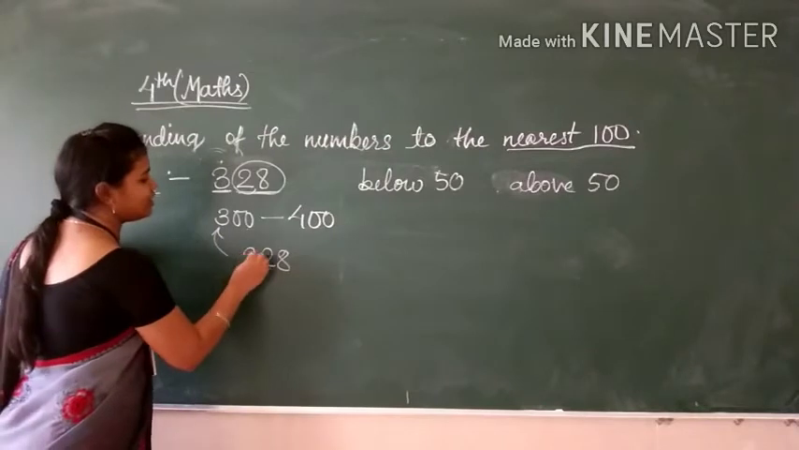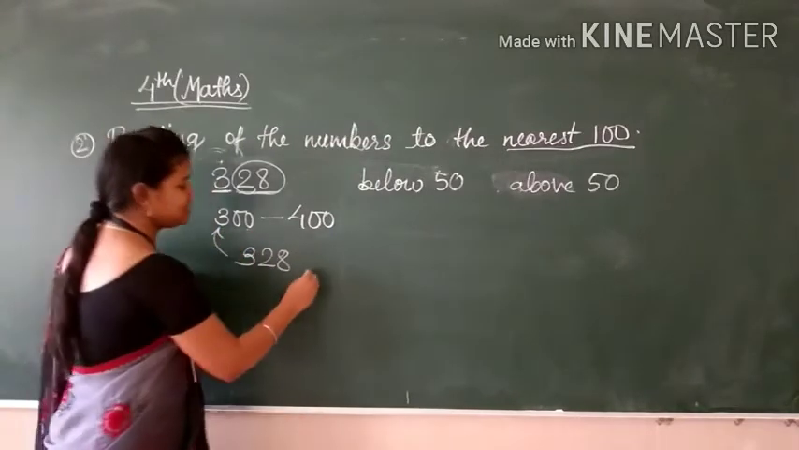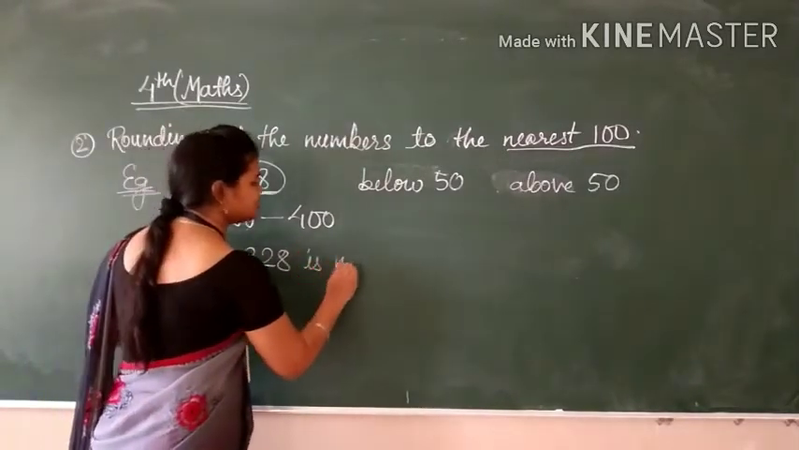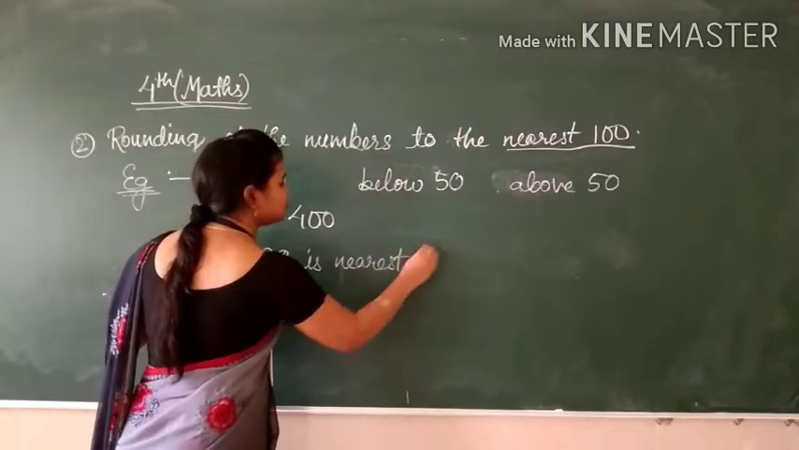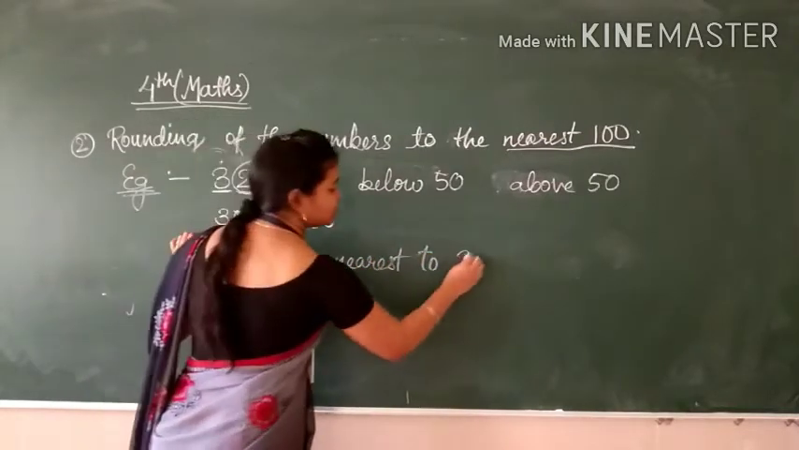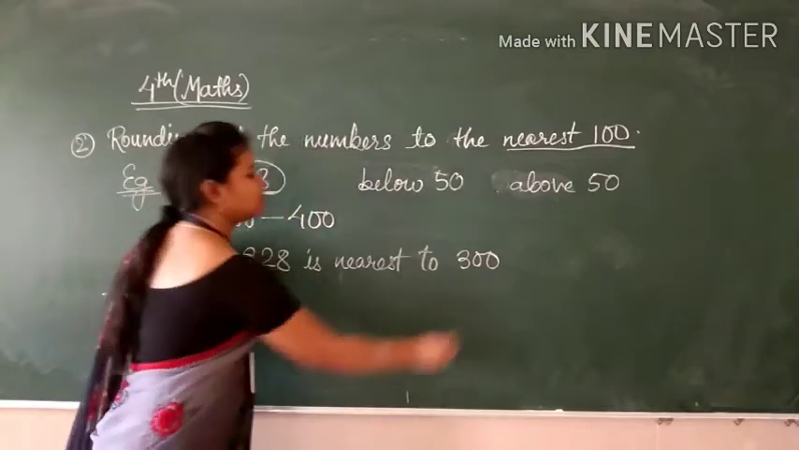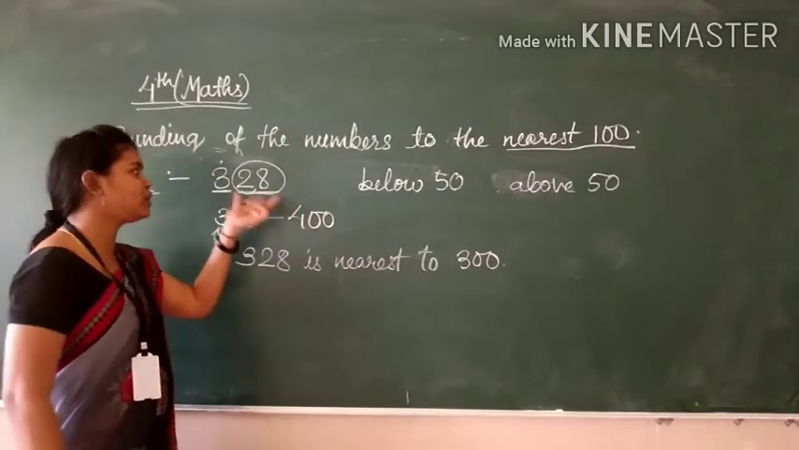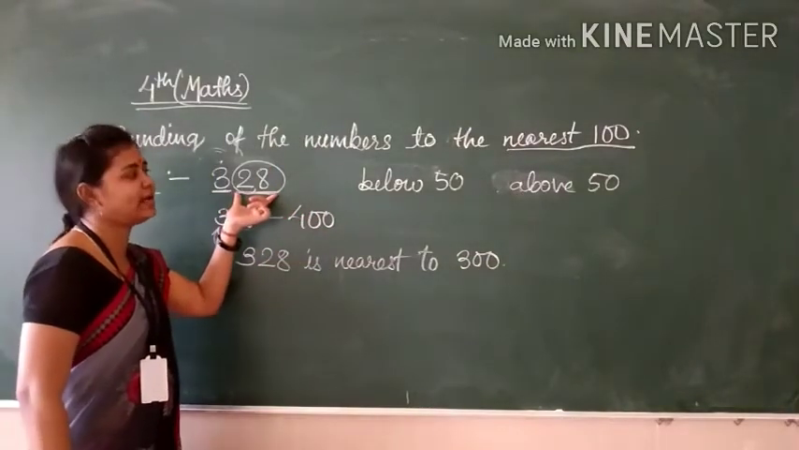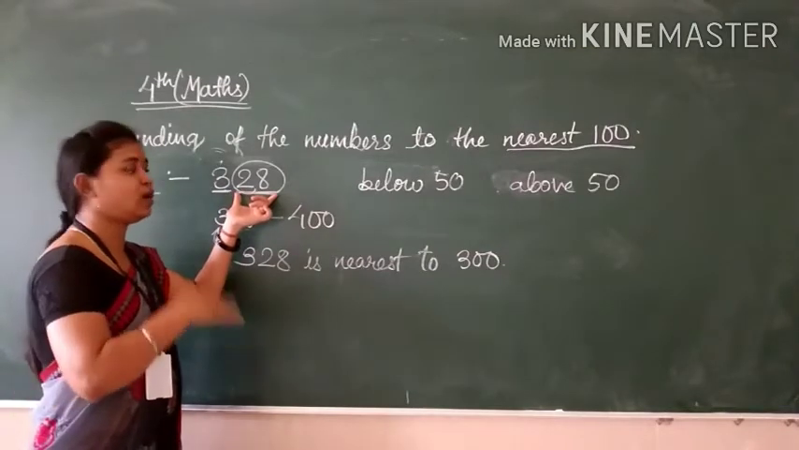Means 328 is nearest to 300, not 400. Why? Because this is 28, and 28 is below 50, not above 50.